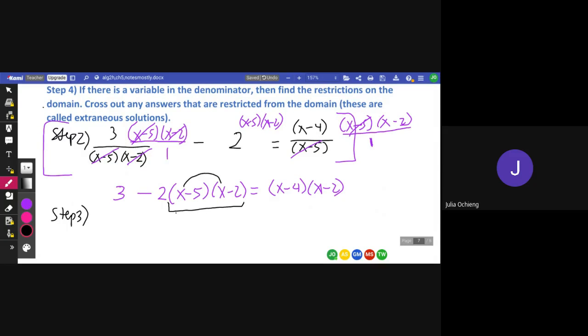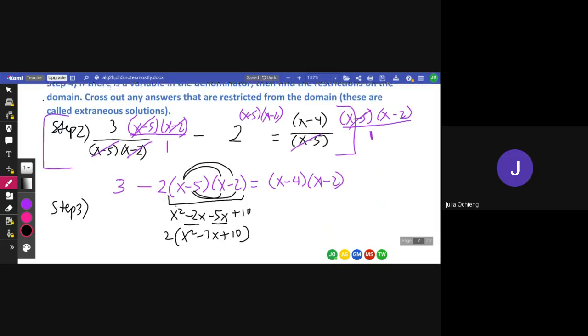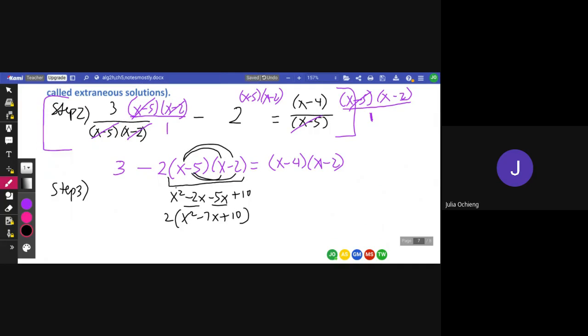So I'm going to distribute: x times x is x squared. X times minus 2 is negative 2x. Negative 5x plus 10. Combine like terms. So it's x squared minus 7x plus 10. And then that's still in parentheses, and I still have to multiply it by 2. So in fact, it's going to be multiplied by minus 2. So I'm going to just bring down that 3 and do negative 2 times x squared is negative 2x squared plus 14x minus 20. And that's going to be the left-hand side.